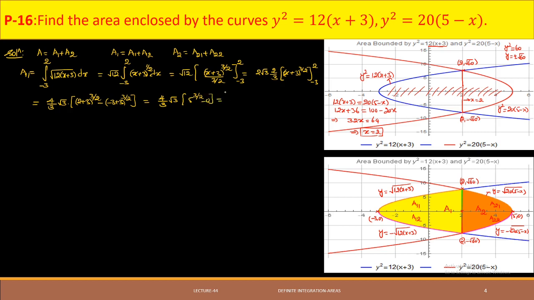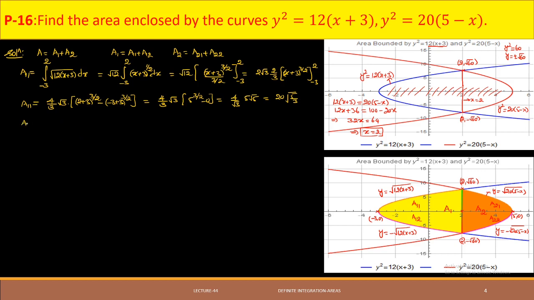So that is further simplified as 4 by root 3 into, this is 5 into root 5. So that is equal to 20 into root 5 by 3. So the a11 value is equal to 20 into root of 5 by 3.